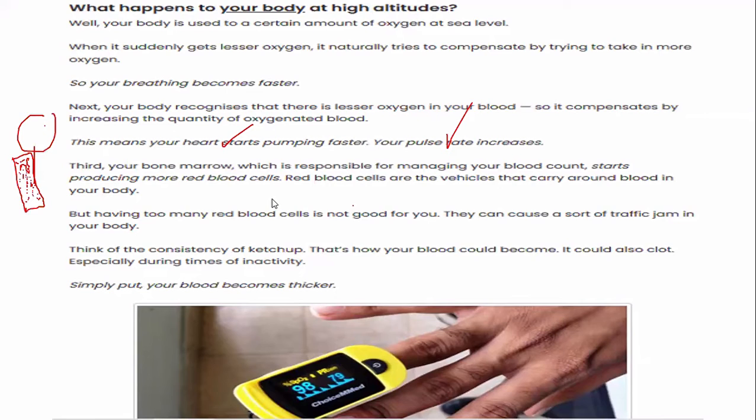It's just like bubbles, diba? It tries to block the delivery of oxygen. That's the problem with producing too many red blood cells. So having too many red blood cells is not good for you. They can cause a sort of traffic jam in your body. Think of the consistency of ketchup, diba? That's how your blood could become. It could also clot, especially during times of inactivity. Simply put, your blood becomes thicker.